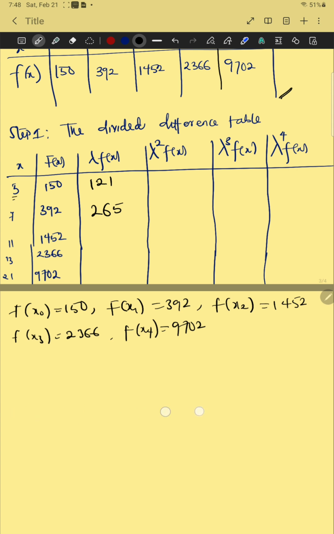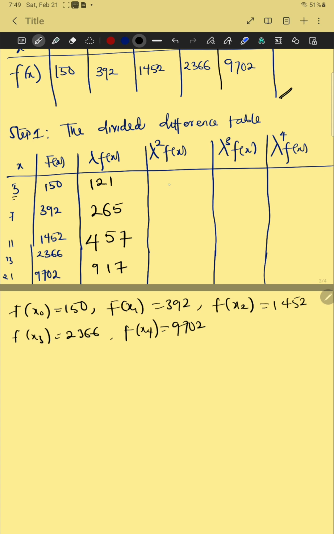Now I want to test your mind. What do you think this value here will be? The value at this point will be 1452 minus 2366 divided by 11 minus 13. Is that not? All right, that's a smart one. So we have 457, and then we have 917. We have observed the same pattern all through.